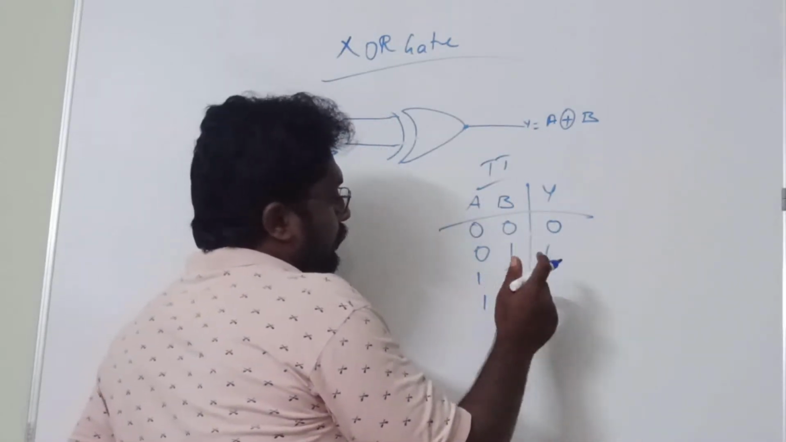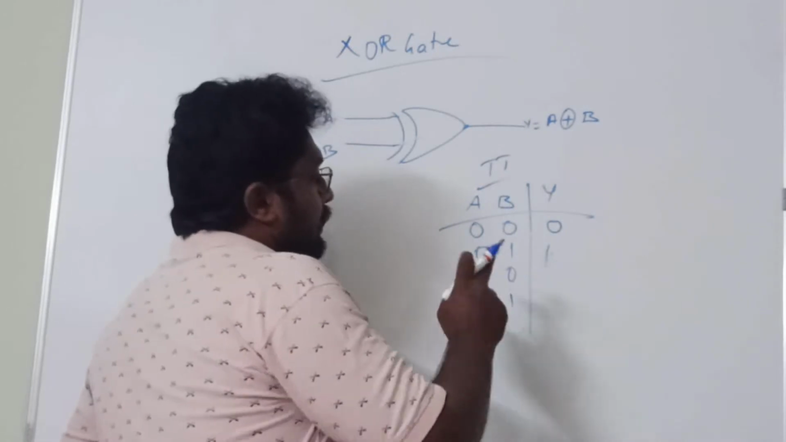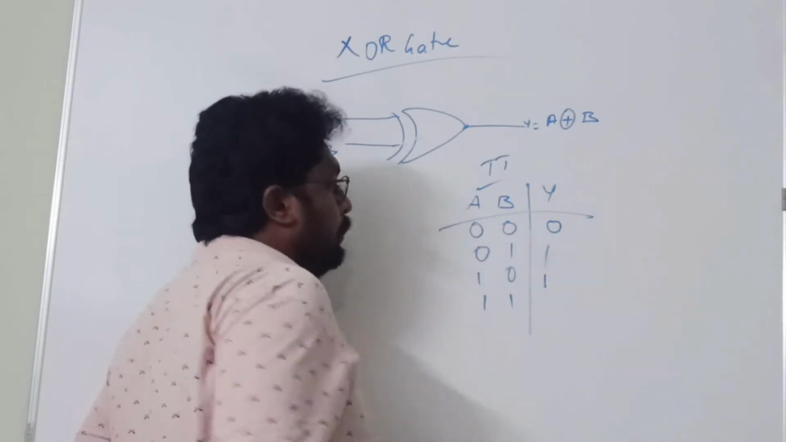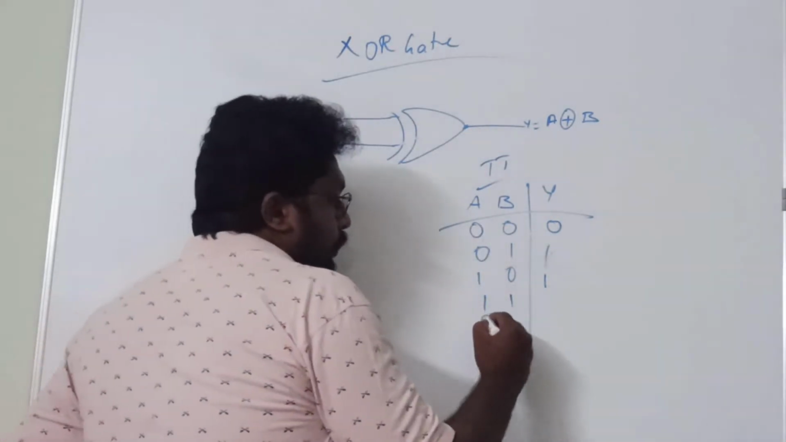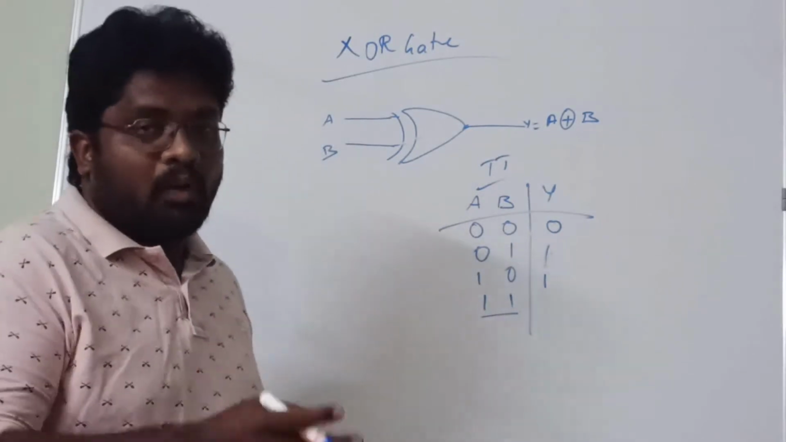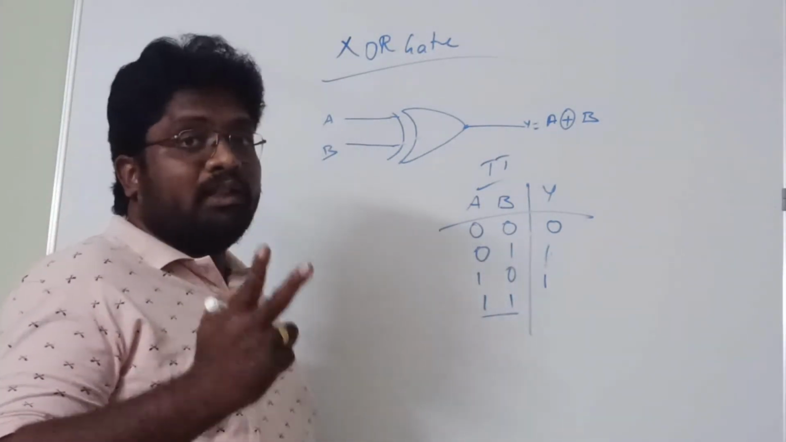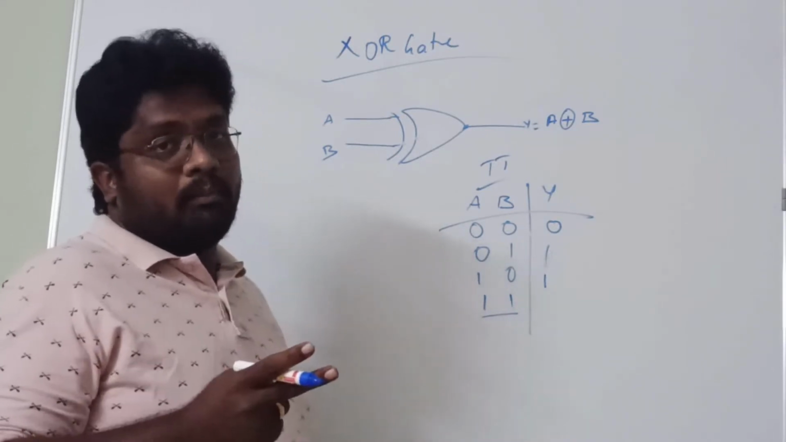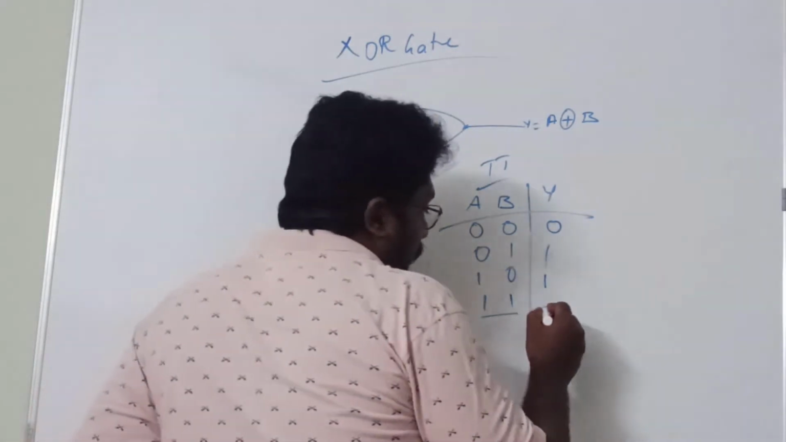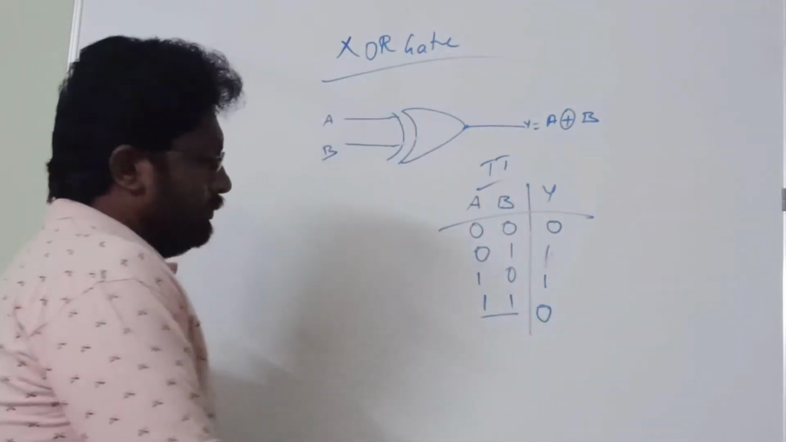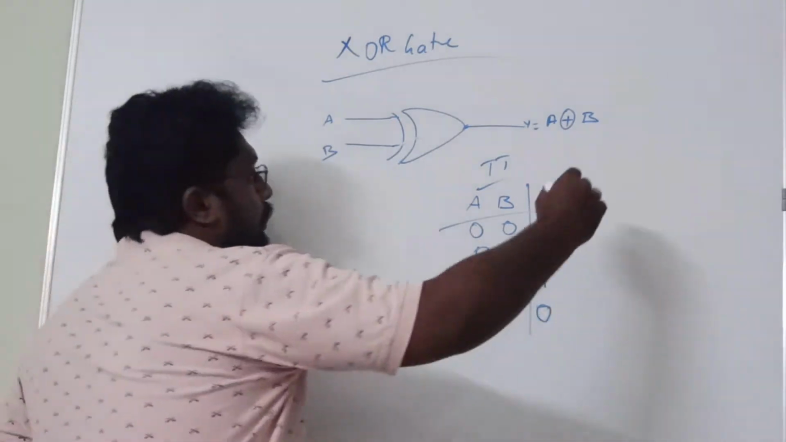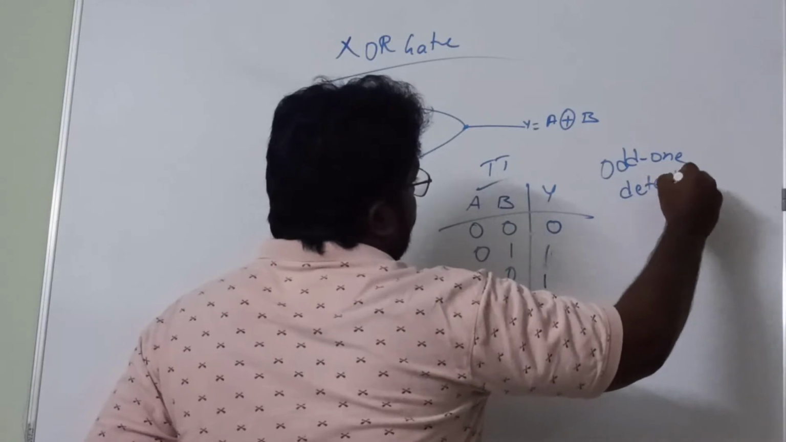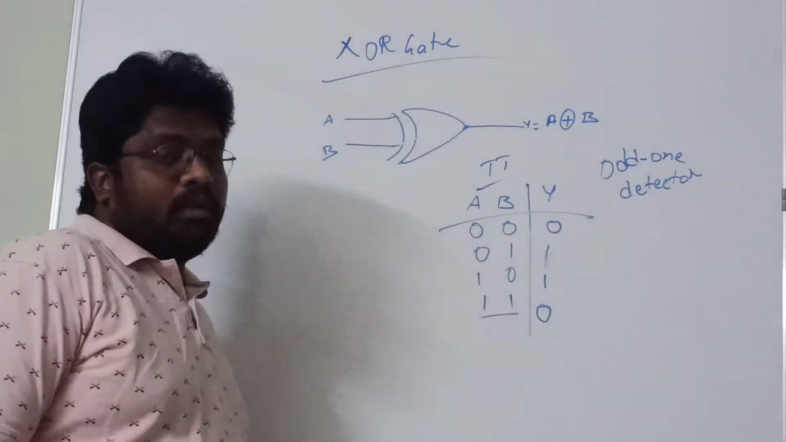The next one is 1 0. For 1 0, here we are having one odd one. So the output will be 1. In the final case, 1 and 1, here we are having two ones. So this is not an odd number, right? 2 is an even number, right? So the output will become 0. So this is an odd one detector. XOR gate is an odd one detector.